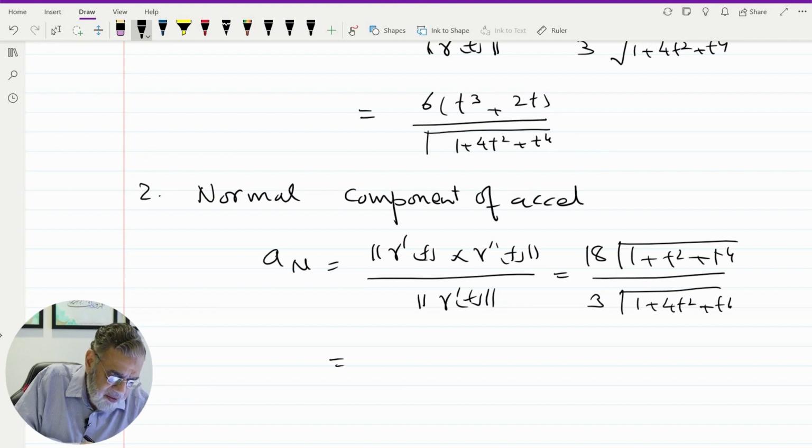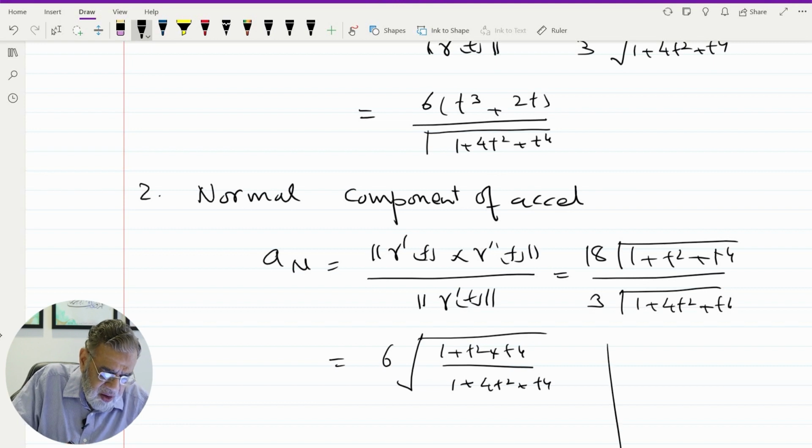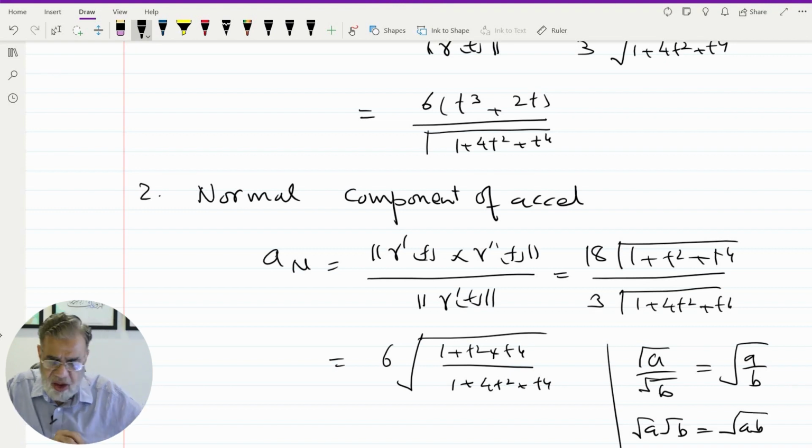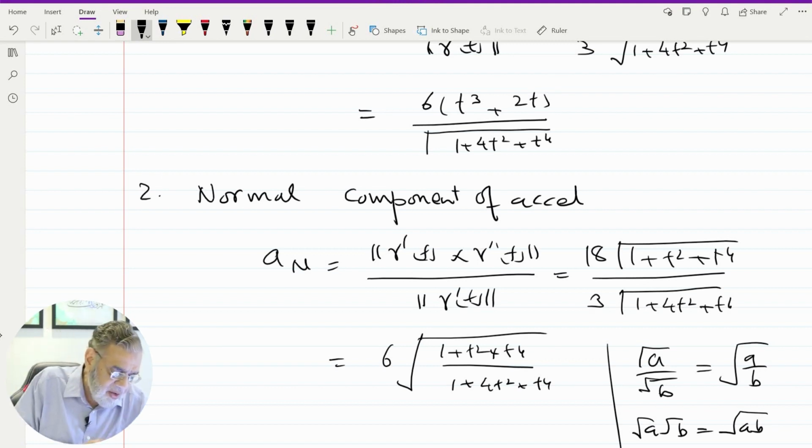3 and 18 are cancelled, we get here 6. We can write the common root, 1 plus t square plus t to power 4 over 1 plus 4t square plus t to power 4. I hope you remember this one: we have root of a over root of b, we can write under root of a over b. If we have root of a into root of b, we can take the common ab under the root. So this is allowed. This is the idea that we can find the curvature, the normal component of acceleration, and the tangential component.